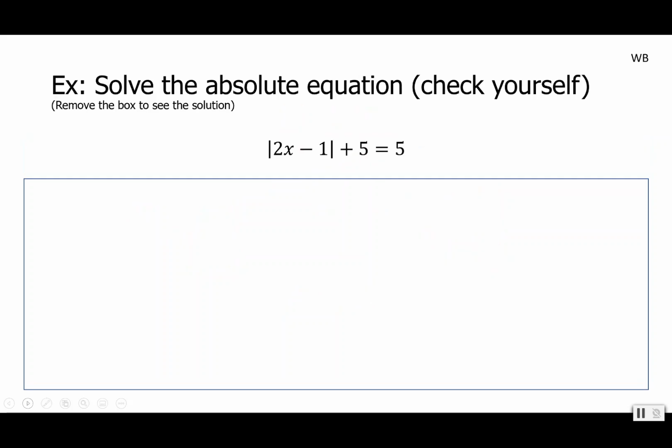Okay. On this next one, remember what the first step is. I hope you're saying it to yourself. The first step is always to isolate that absolute value. So we're going to start off by subtracting 5 from each side, and this time we get the absolute value of 2x minus 1 is equal to 0. So in this case, 0 is 0. It has no positive sign or negative sign. We're just going to solve 2x minus 1 equals 0, which gives us x is equal to 1/2. And I will again leave the check to you.